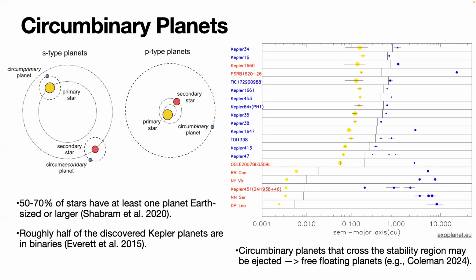We know that these disks can be the site of planet formation. You can form two types of planets in binary systems. You can form S-type planets, which are planets around the individual components, so circumprimary or circumsecondary planets. Or you can form circumbinary planets, called P-type planets, which orbit both stars.